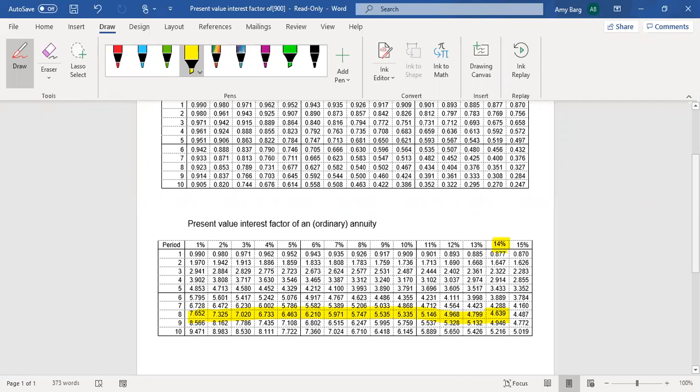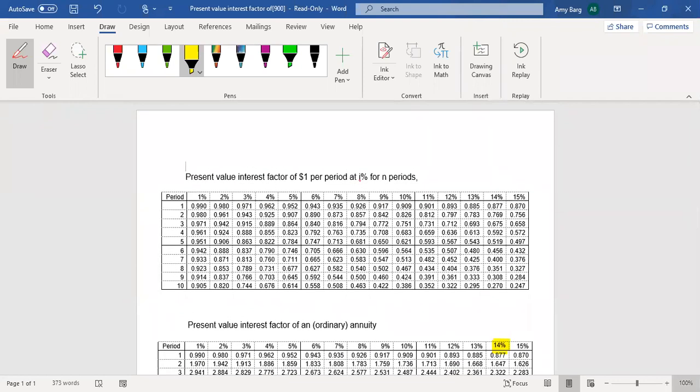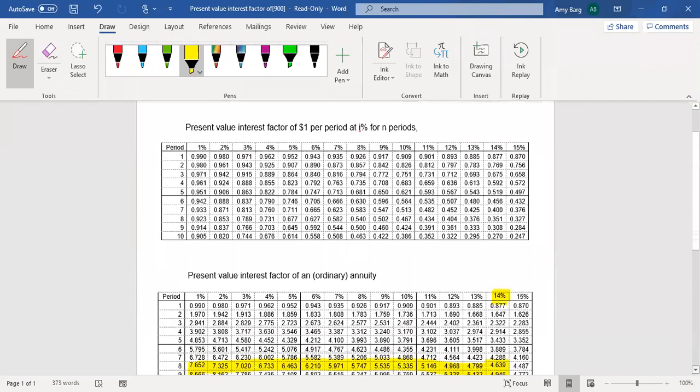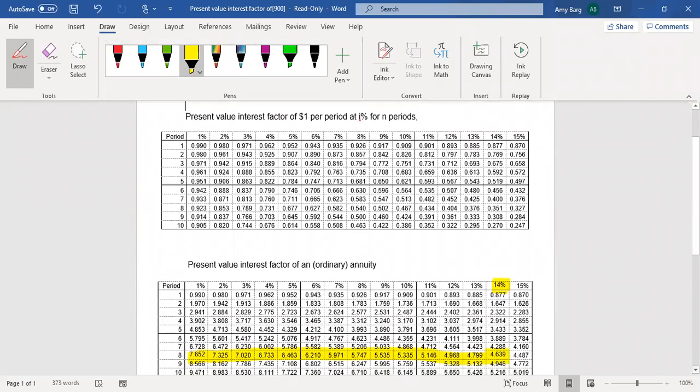But if they were different amounts, for example, if it was 100,000 for years 2 and 3, then 50,000 in year 4, and then 200,000 in year 5, if they're giving you numbers all over the place, you can use the present value of $1. And if you were to add all of these up, you would get 4.639.